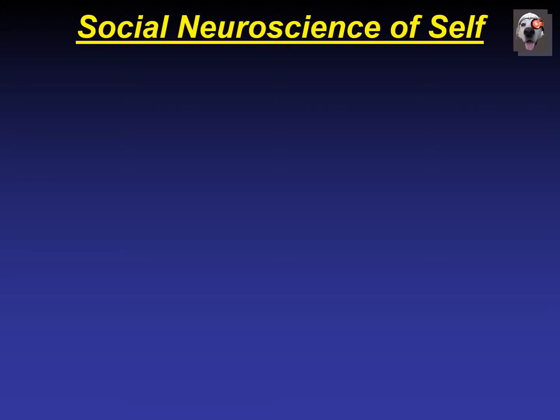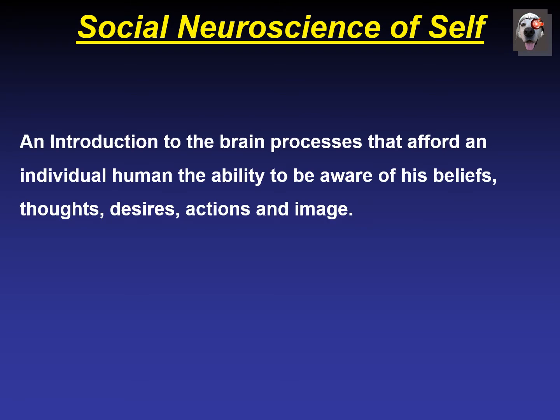This module will discuss the social neuroscience of self-perception and self-awareness. It's an introduction to the brain processes that afford an individual human the ability to be aware of his beliefs, thoughts, desires, his actions, the things he does, and even the way he appears to other people.